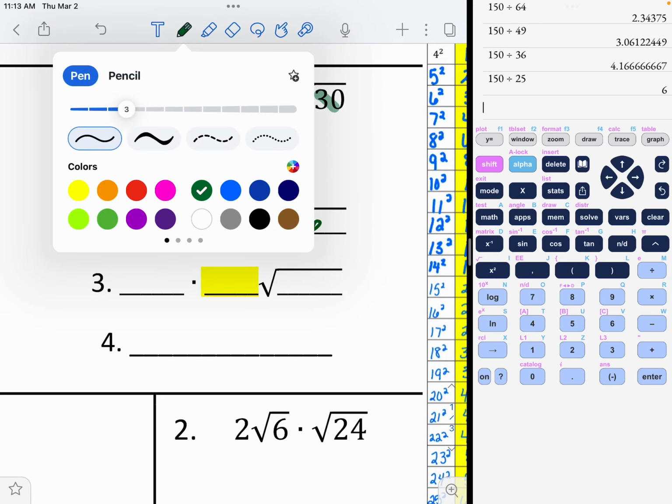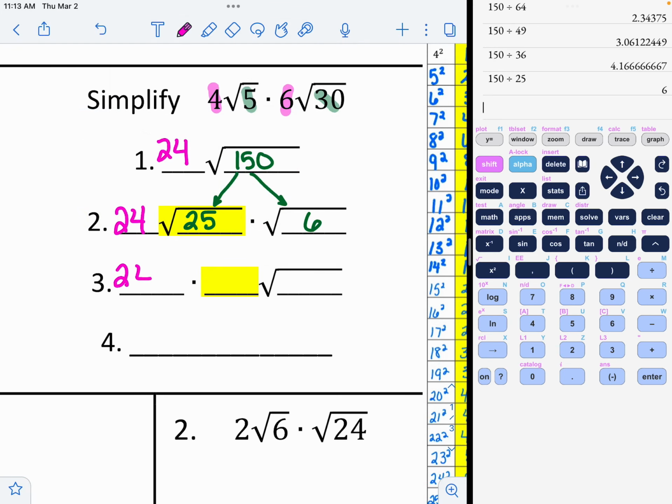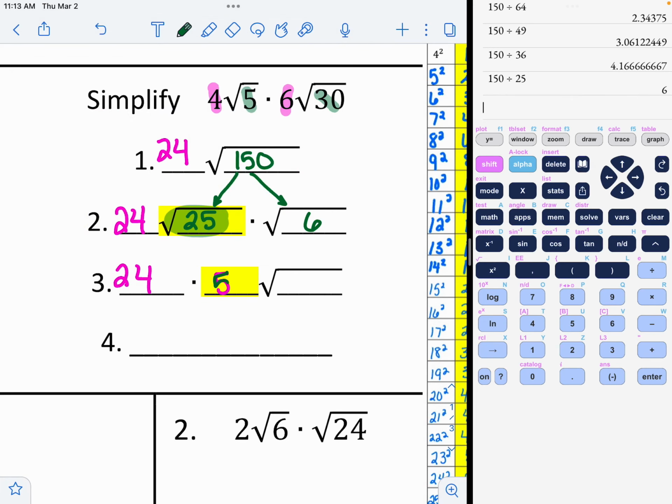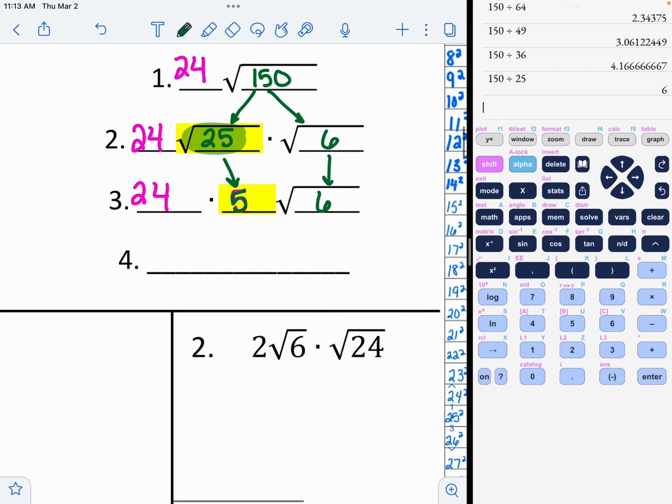Again, just drag that 24 down for me. The 24 gets dragged down one more time, and then I take the square root of my 25, and it becomes a perfect 5 on the outside. I'll write that in green. That becomes a 5, and then the square root of 6 just stays put. So we're going to follow this process each time.